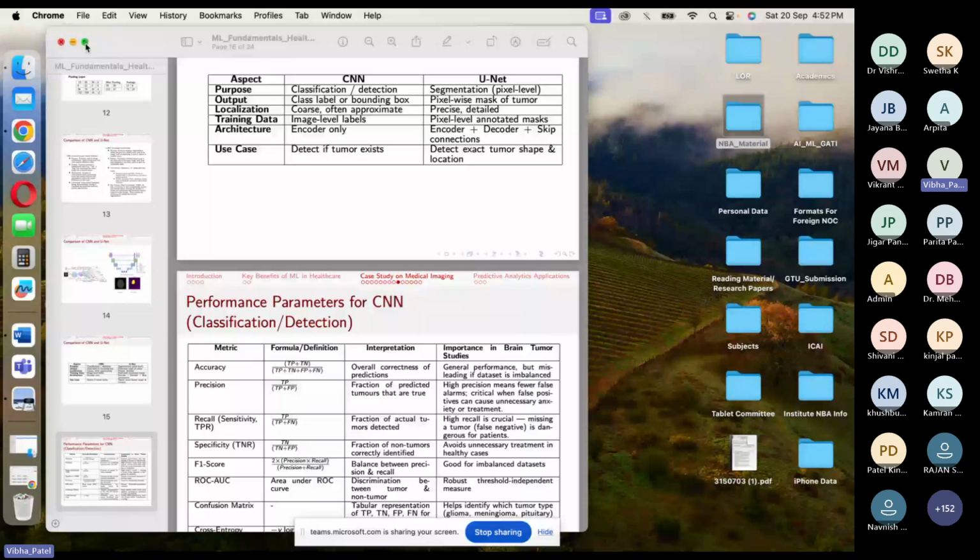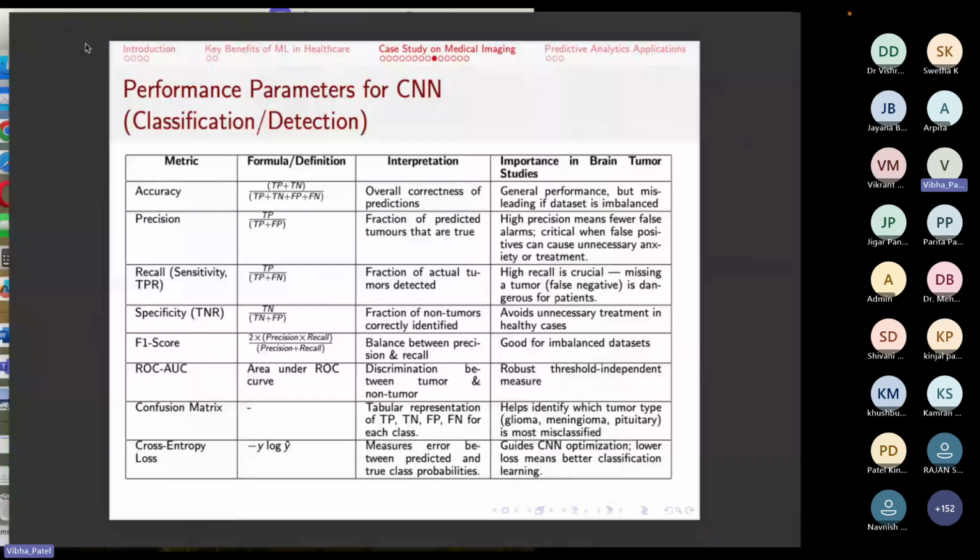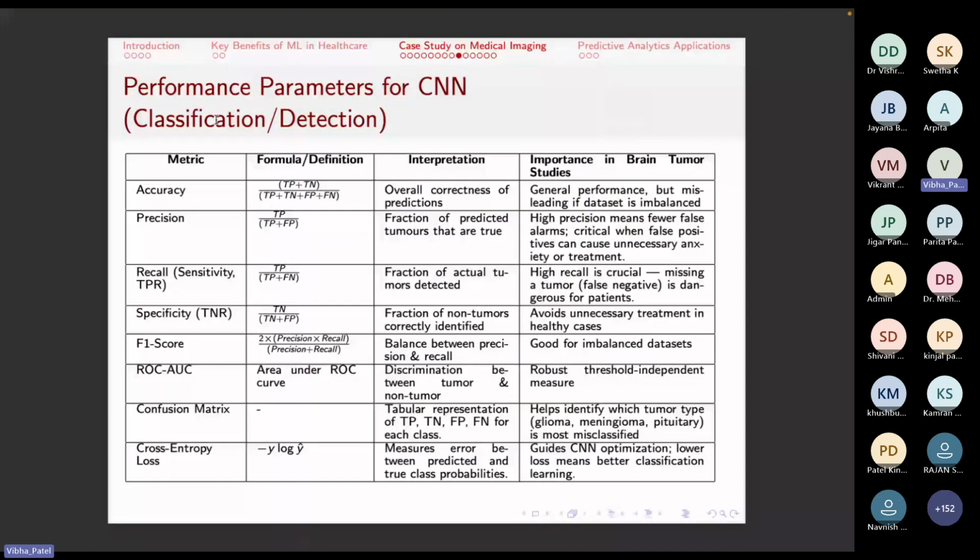So we have up till 5:30. Okay, so it's up to 5. Okay, it's up to 5 only.